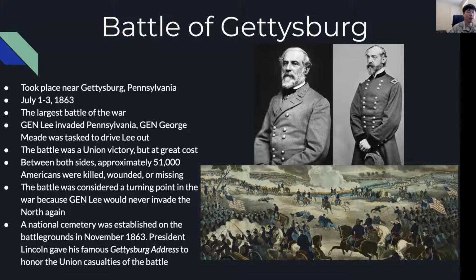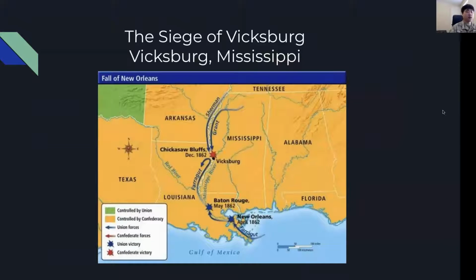like he did before. 5 months after the battle, in November of 1863, a national cemetery was established on the battlegrounds at Gettysburg. President Lincoln gave his famous Gettysburg Address to honor the Union casualties of the battle. We're going to get into more details on that in a later lesson next week. Next slide, please, sir. So the next battle we're going to talk about is the Siege of Vicksburg. The Siege of Vicksburg occurred near Vicksburg, Mississippi, which is a city on the Mississippi River. You can see here. Next slide, please, sir.